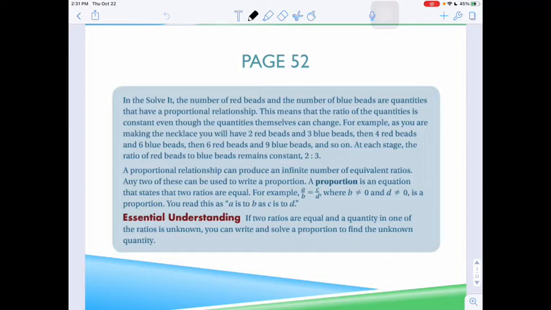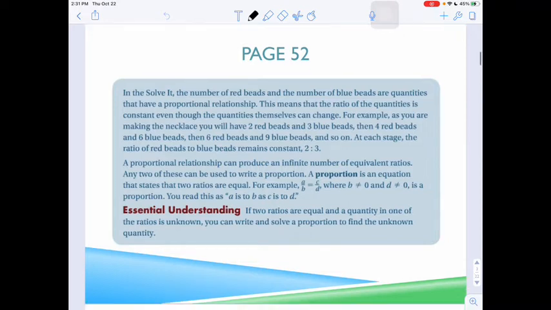Any 2 of these can be used to write a proportion. A proportion is an equation that states that 2 ratios are equal. For example, A over B equals C over D, where B does not equal 0 and D does not equal 0, is a proportion. You read this as A is to B as C is to D. If 2 ratios are equal and the quantity in one of the ratios is unknown, you can write and solve a proportion to find the unknown quantity.